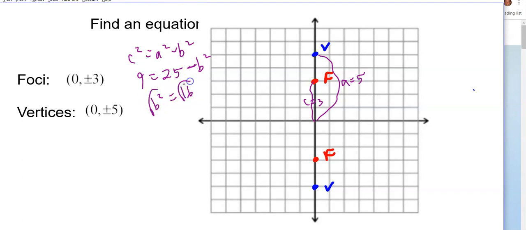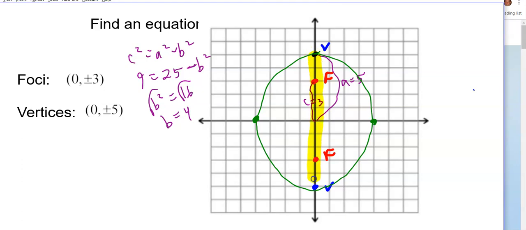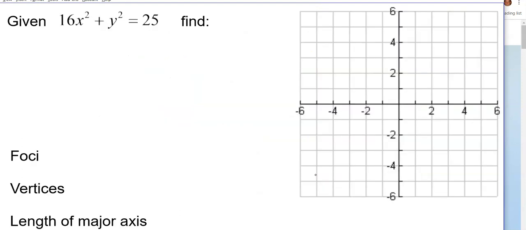Take the square root of both sides. Don't forget plus or minus, but we don't need that here because these are distances. So b equals 4. What that means is we need to know how wide this ellipse is. It's going to go 1, 2, 3, 4 units to the right, and 1, 2, 3, 4 units left. Those are the co-vertices. Then you just graph it. It looks something roughly like this. It goes through the co-vertices and the vertices. Again, the major axis is the longer axis, and the focus points are both on the longer major axis.